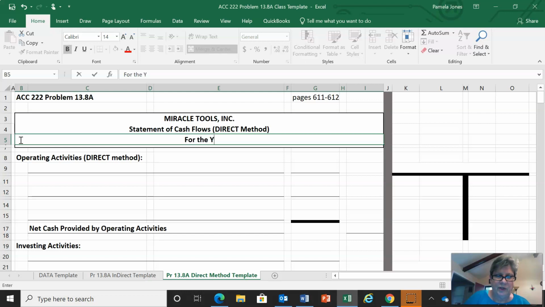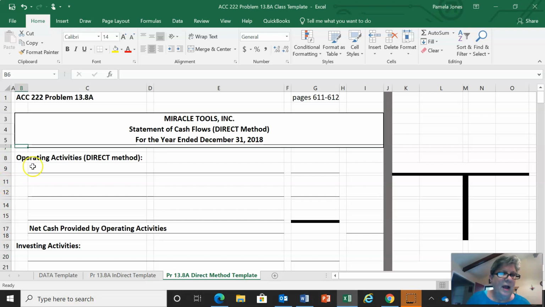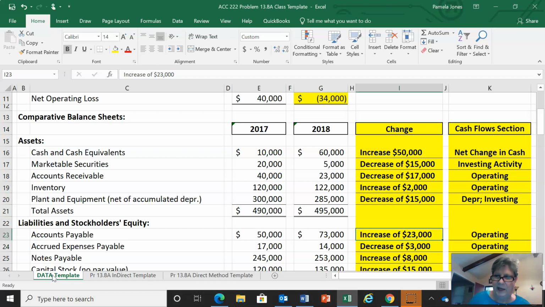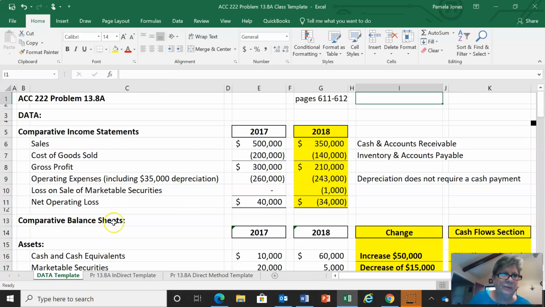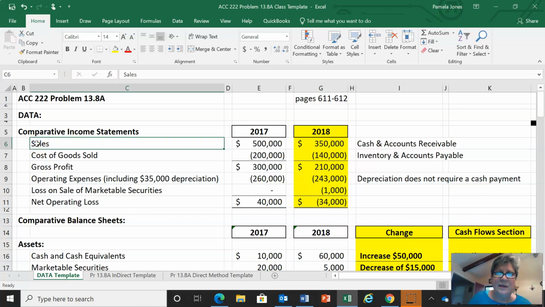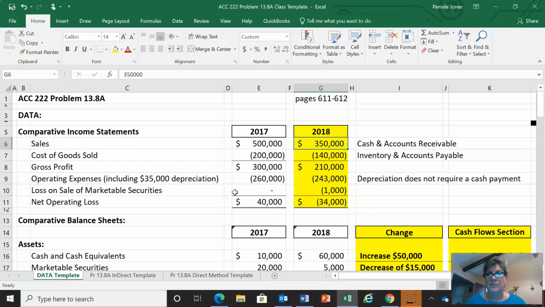So this will be for the year ended December 31st, 2018. Now, the operating activities section, as I said, we start with the income statement items. So I'm going back to our data section. And on the income statement, we're only interested in the current year. And sales is our starting point. Sales is $350,000. Now, sales is related to two balance sheet accounts.